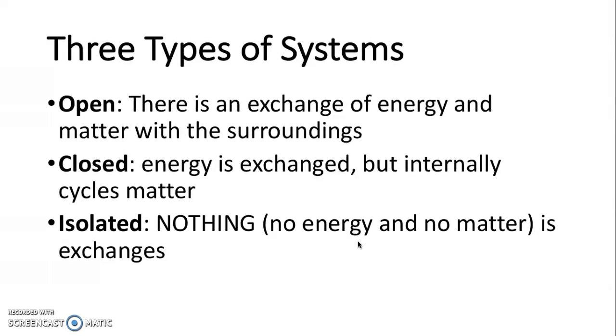There are three main types of systems. The first type is an open system. This means that things go into and out of the system, and it can include energy and matter. So energy moves into the system, energy moves out of the system, and matter moves into the system and out of the system as well.